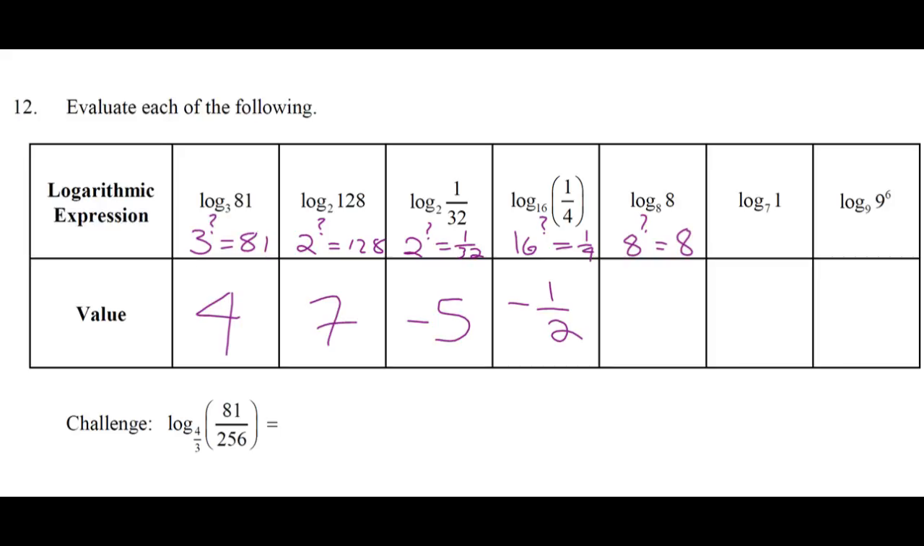Oh, here's the tough one so far. 8 to the what gives you 8? 1. You'd be amazed. Oh, wait, here's the next toughest one. 7 to the power of what gives you 1? 0. This is the toughest one yet.